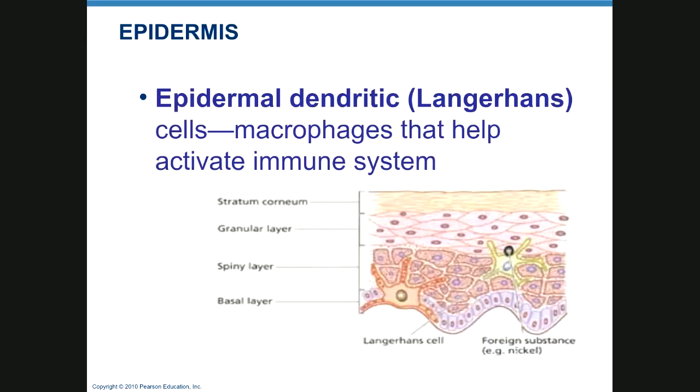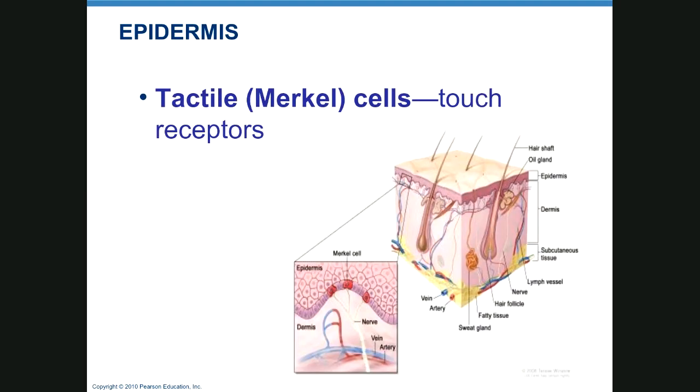We've mentioned the other population of cells found in the epidermis. These are the Langerhans cells. Epidermal dendritic cells is another name for these cells. These are macrophages, which are the immune system cells. And then we also mentioned the touch receptors found in the epidermis. They're called tactile or Merkel cells.